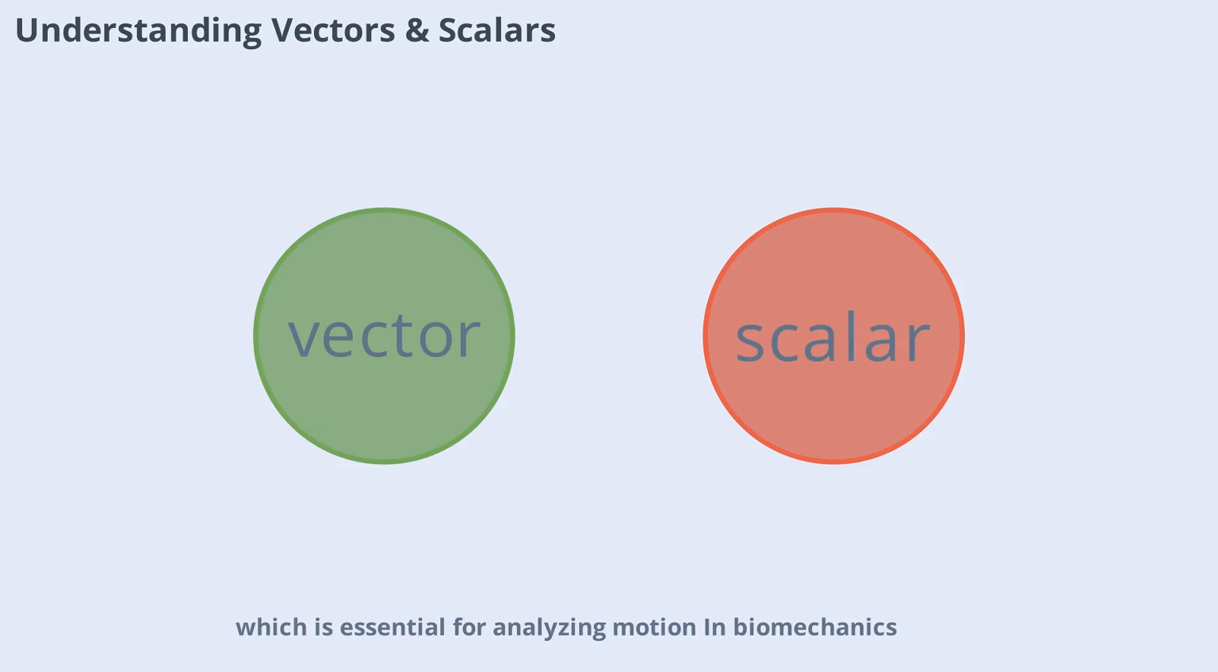In biomechanics, we often deal with two types of quantities: vectors and scalars. Vectors have both magnitude and direction, making them perfect for describing forces, velocities, and accelerations. Scalars, on the other hand, only have magnitude. Think of quantities like mass or temperature. Understanding the difference between these two is crucial, as it determines how we approach calculations and problem-solving in biomechanics. As we move forward, keep in mind that vectors allow us to represent complex movements and interactions, while scalars provide important supporting information. Next, we'll see how vectors can be combined and resolved to simplify our analysis.